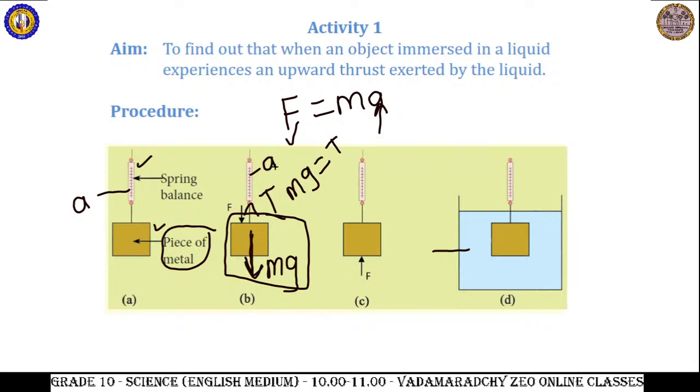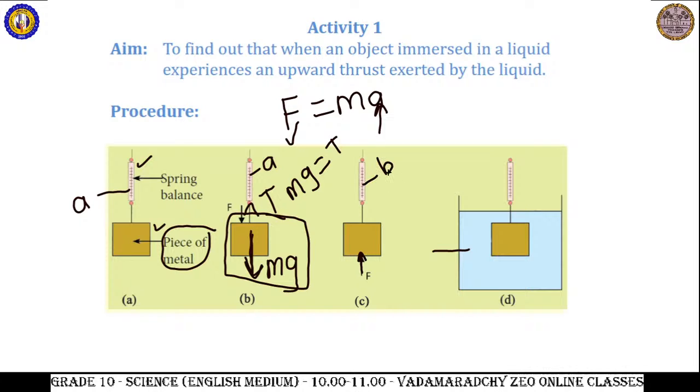Thereafter we apply an upward force. Here we apply the upward force with our palm and fingers on the piece of metal. Now we get a Newton balance reading, which we assume as B.